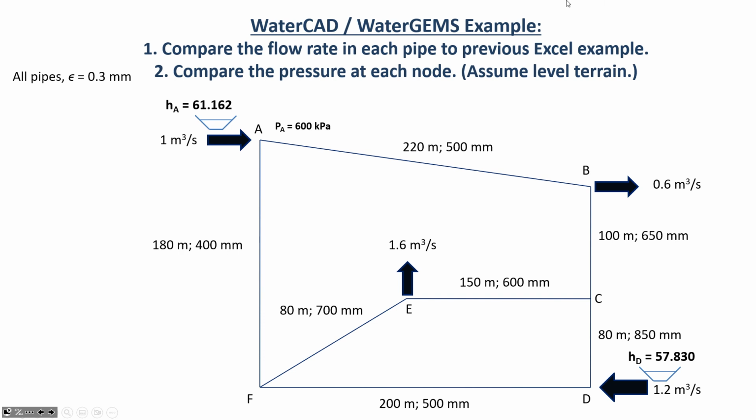What I've done here is I've said, let's assume that there is a reservoir connected at A with the head of the reservoir at an elevation of 61.162. That will cause a pressure of 600 kilopascals at A. And then the other location we had water going into the network was at D. And so to make that possible within WaterGEMS, we have to connect another reservoir to make sure that there's a place that the water can be coming from to enter at junction D. So that's what we're going to be replicating here in WaterGEMS.